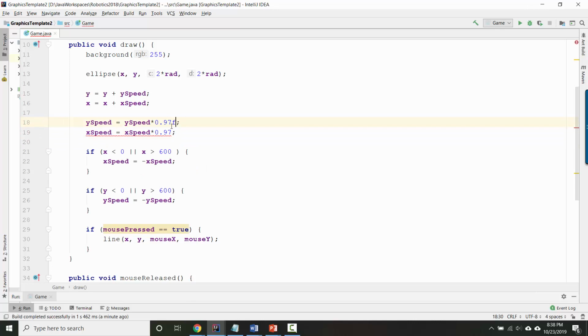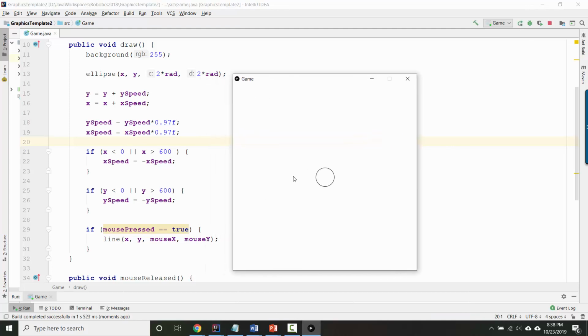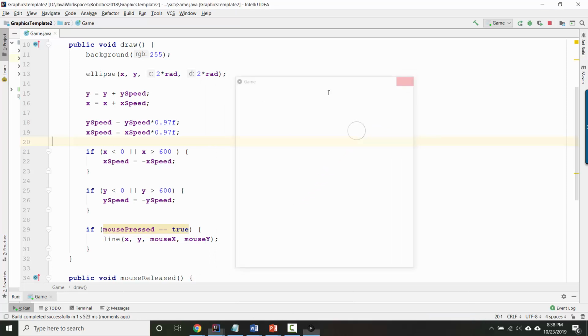Oh, I need to have f here. F means float. So count this number as a floating point number rather than a double. Okay, so I'm not sure if I have the actual right value for a good-looking friction here, but we'll soon find out. That's not so bad. It's a little bit strong, isn't it? So you can fiddle around with that. Let's make it quite low, actually.